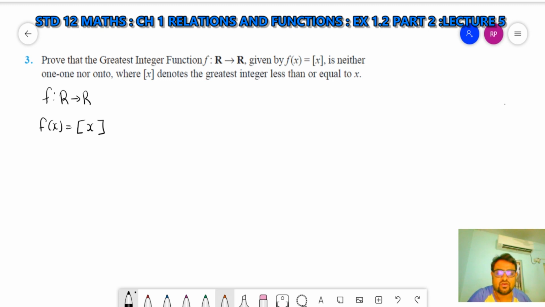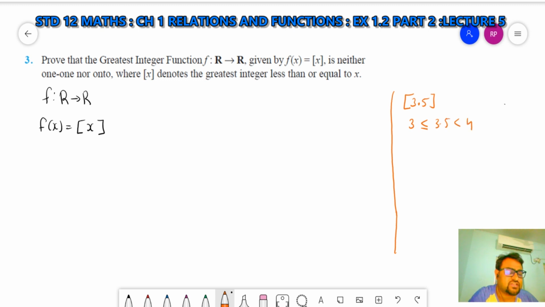So first, let's take a quick revision. What is the greatest integer function? I will just give you an example. If I am writing 3.5, what does this mean? 3.5 lies between 3 and 4. So the greatest integer which is not greater than 3.5 is equal to 3. Clear? If it is 7.99, then it will be equal to 7. If it is 7, then this will be equal to 7 because 7 is not greater than 7.